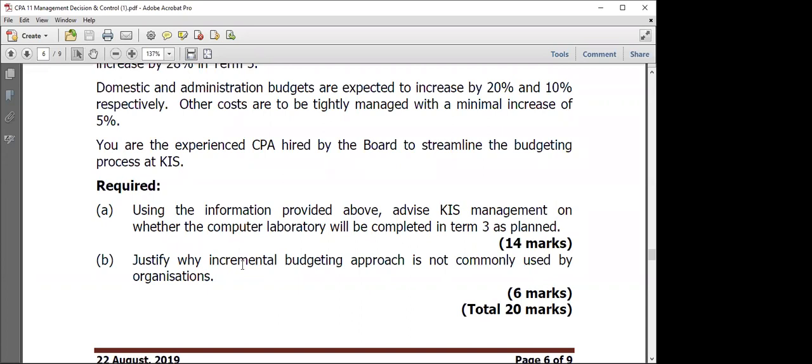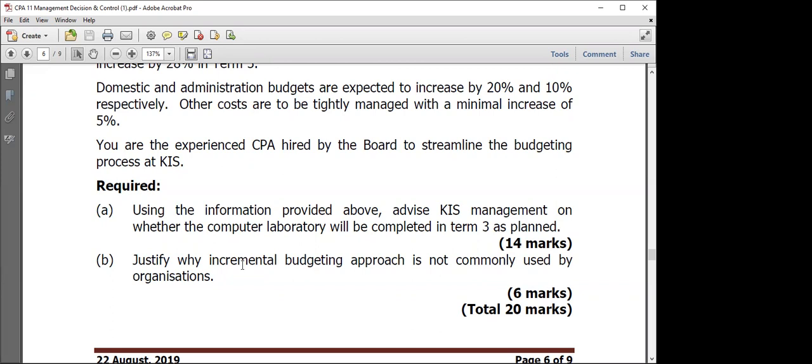So why is it not commonly used by organizations? Like I told you, one is because of the changing trends. You cannot use maybe the budget of last year for this year, because this year is totally different from last year. If you incurred fuel costs of a given amount of money, this year might be totally different. And of course, I also talked of the aspect of carrying over previous inefficiencies.